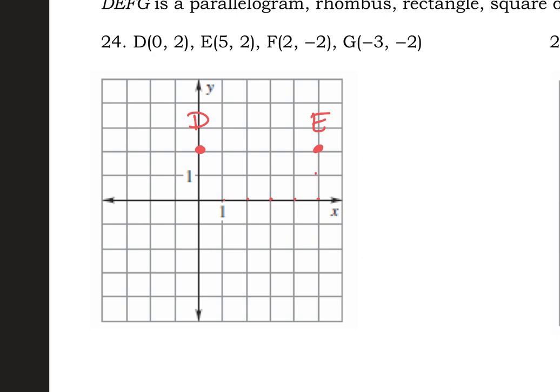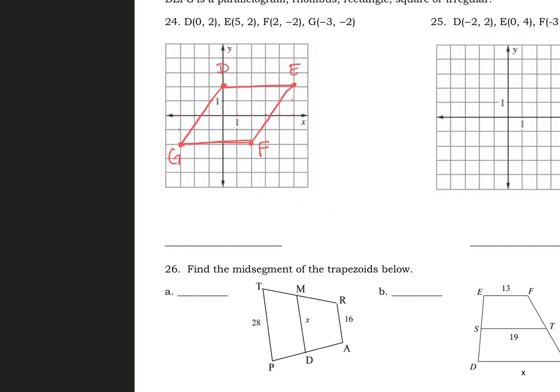And then 2, negative 2 is F. So 1, 2, down, 1, 2. This is F. And then G is at negative 3, 2. So 1, 2, 3, 1, 2. This is going to be G. So do we think this is a parallelogram, a rhombus, a rectangle, a square, or if it's irregular? This one is going to be a parallelogram. All right, you guys are in charge of 25.